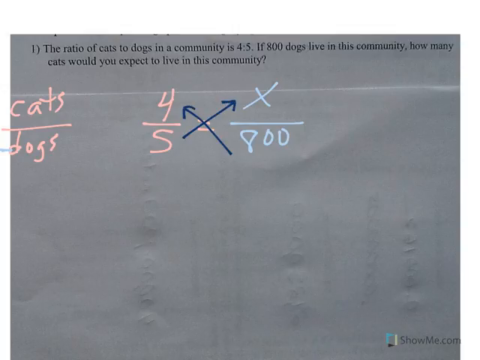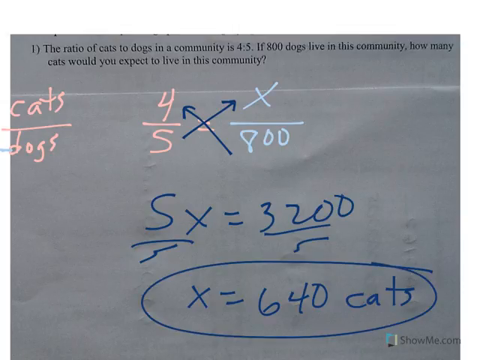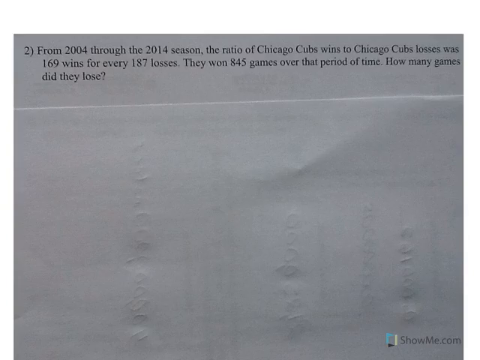So now I can cross multiply. 5x equals 3,200, divide both sides by 5, and x equals 640 cats. And you really should label your answer because it's cats, right? That's what it is.